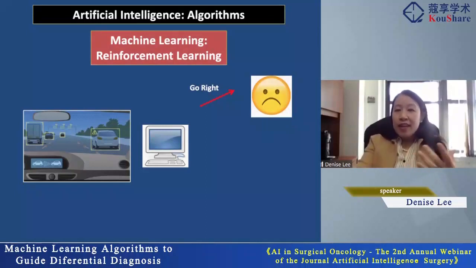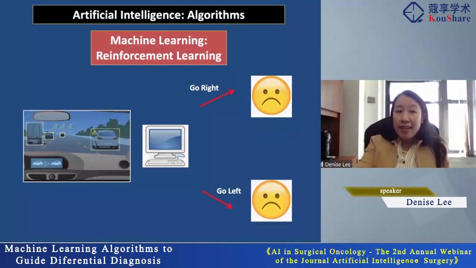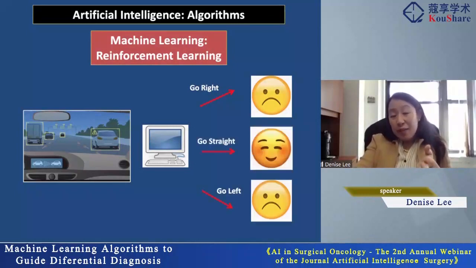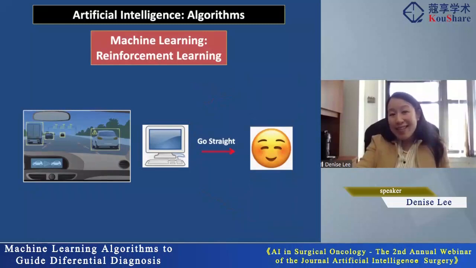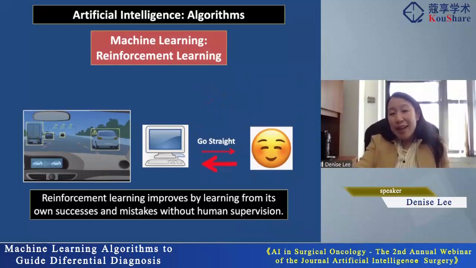So for example, if you're driving and you go right, you might hit that car. If you go left, you might hit the truck. But if the automobile continues to go straight, it'll avoid any accidents, and so it continues to engage in that behavior. So reinforcement learning learns by improving, by learning from its own successes and mistakes without requiring human supervision.